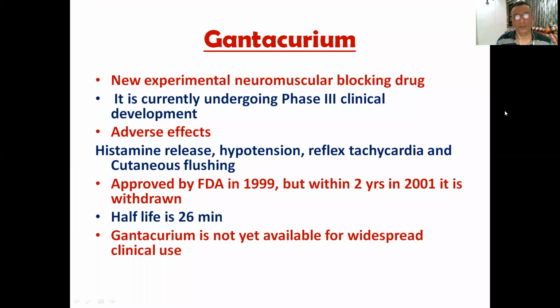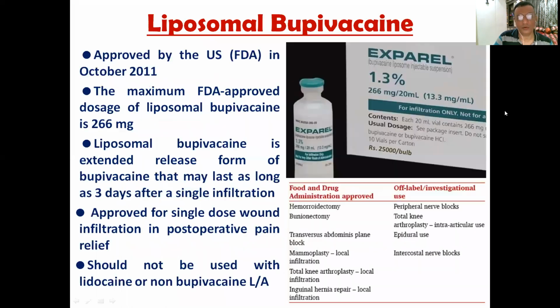Second is gantacurium. It is a new experimental neuromuscular blocking drug currently undergoing phase 3 clinical trial. It was introduced in 1999 and approved by the FDA, but within 2 years, because of side effects like histamine release, hypotension, reflex tachycardia, and continuous flushing, it was withdrawn. Its half-life is 26 minutes, like atracurium. Gantacurium is not available for widespread clinical use.